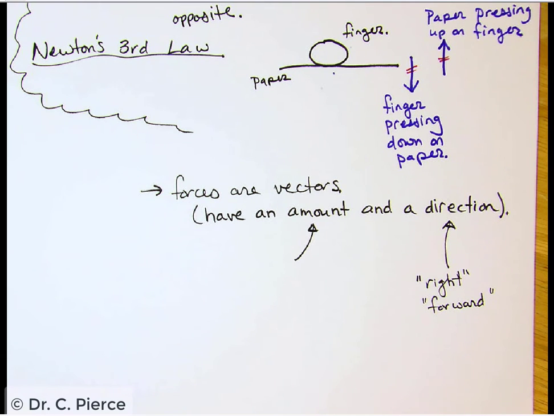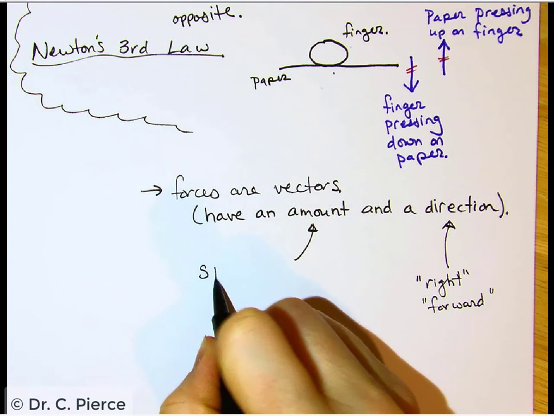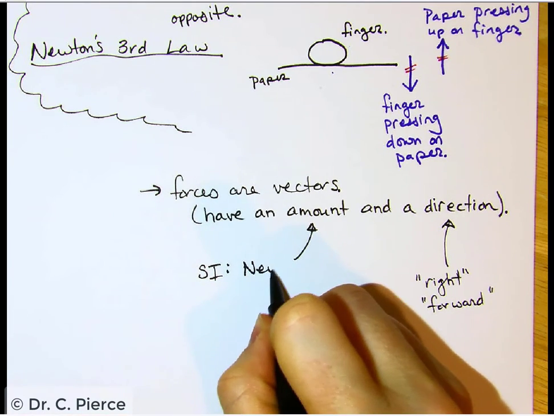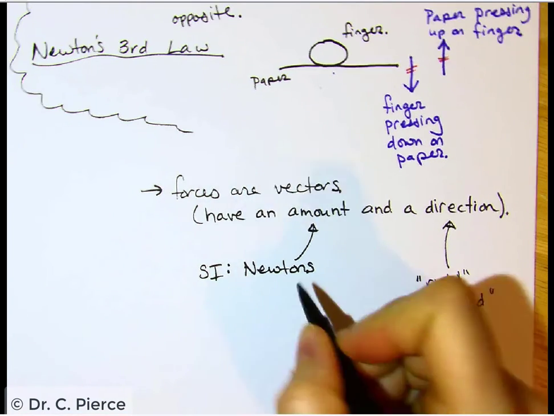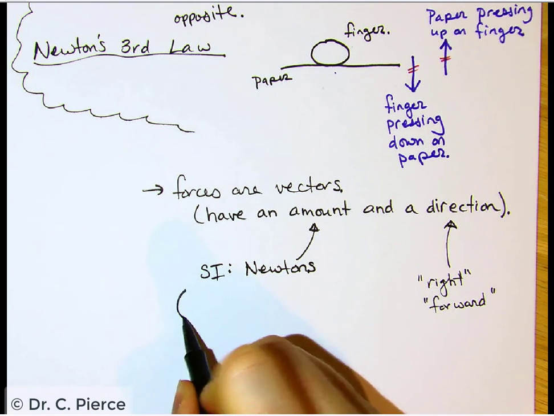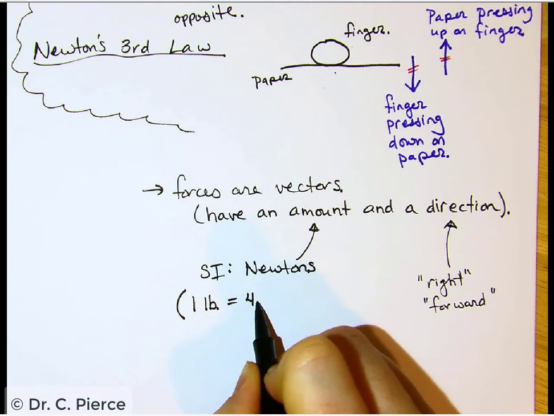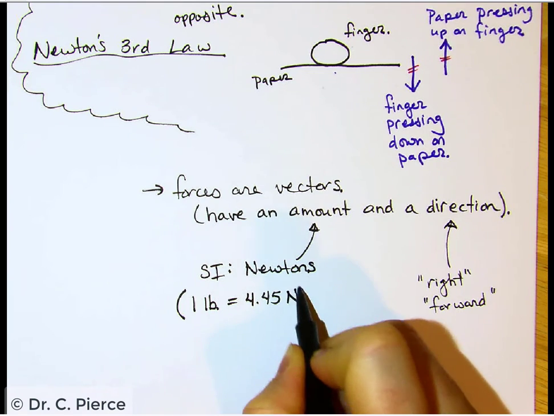For the amount, the unit that you are going to be most familiar with is pounds, but that's not what we use in physics. Our SI unit for force is going to be newtons. And if you wanted a conversion, 1 pound is equal to 4.45 newtons.